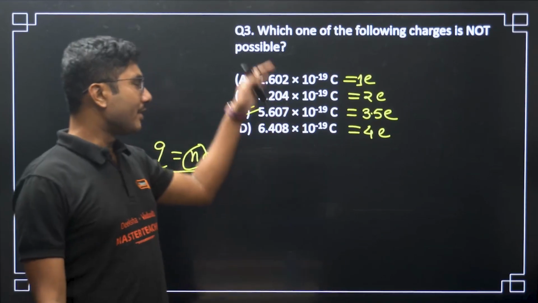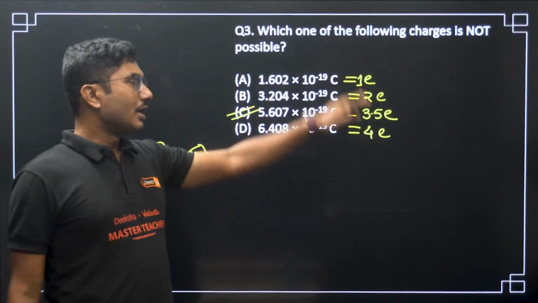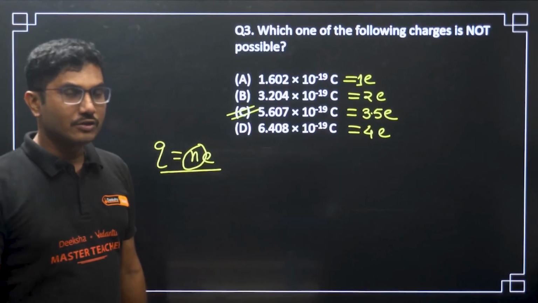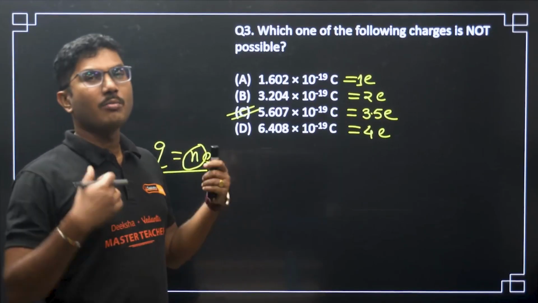So even though everything appears to be possible, if you look a little bit deeper, you will see that this is 3.5e, which is not an integer, that means it is not possible.